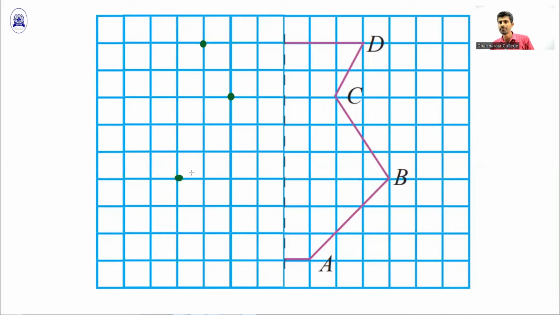1, 2, 3, 4. And 1 square for this side, that means this one. Now, my dear, you can join these points together. 1 and 2, 3, 4, 5. Likewise, you can complete the figure.